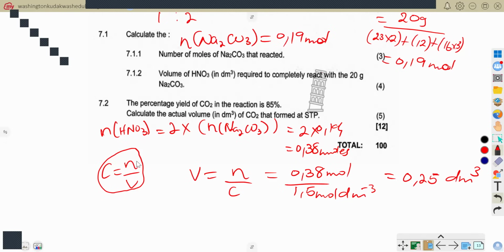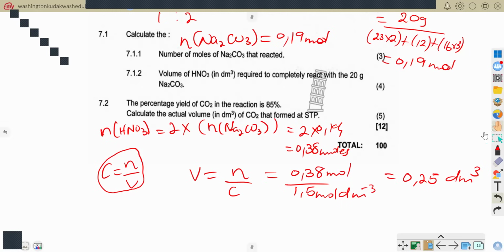So we know the number of moles and we know the concentration, so we can certainly find the volume. Now let's go to the last question. The percentage yield of carbon dioxide in the reaction is 85%. Calculate the actual volume in decimeter cubed of carbon dioxide that was formed.